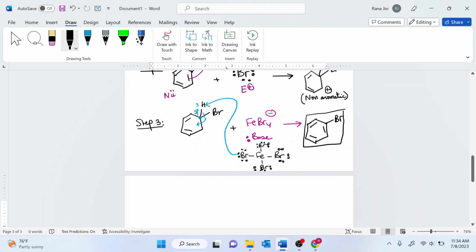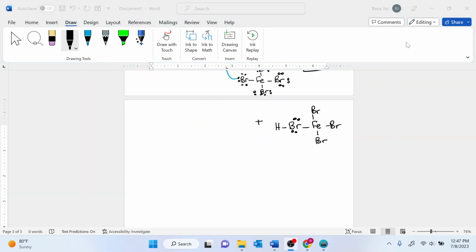So in this case, when I'm regenerating that catalyst in there, I'm going to end up having an H that is going to react with the bromine and the rest of the complex in there. This is a Br, this is a bromine, and this is a bromine. The FeBr3 is going to leave, and I will be forming the HBr and regenerating the catalyst back.